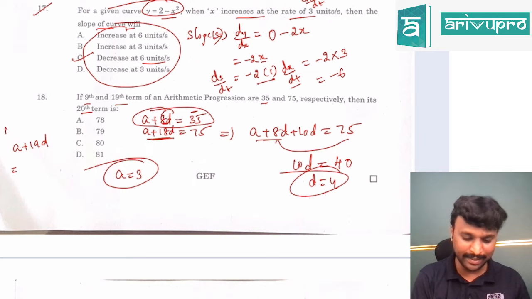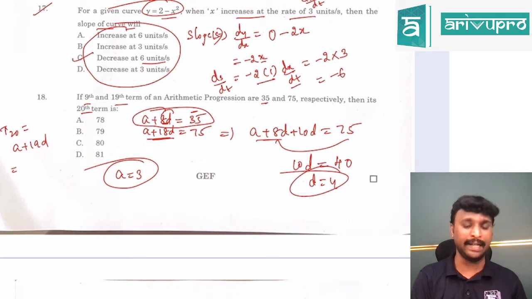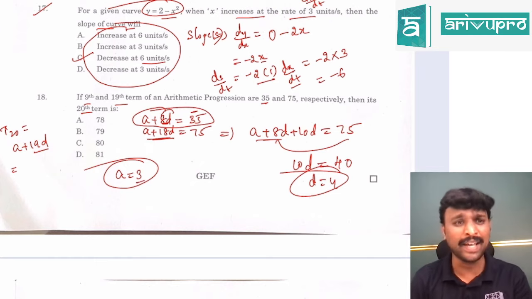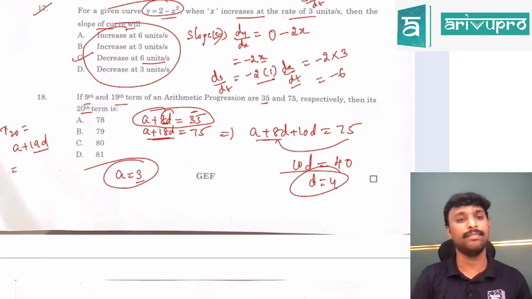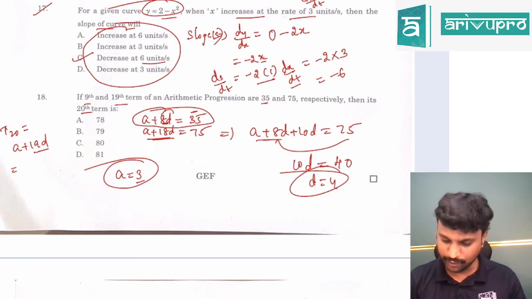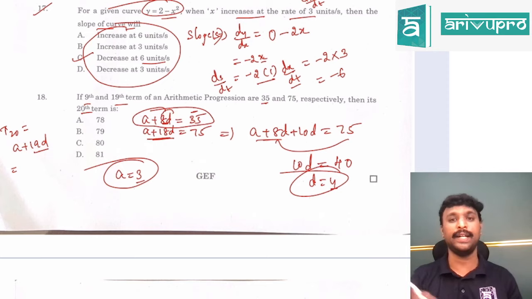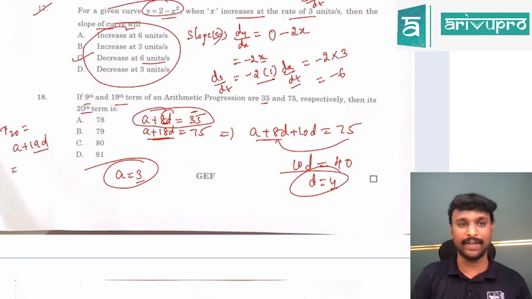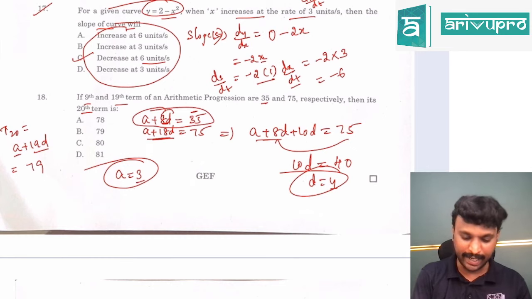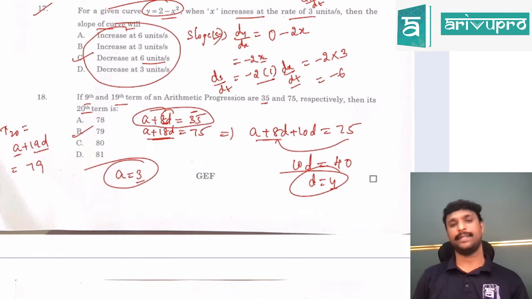So therefore the 20th term T20 is a plus 19d. First of all, do 19 into d. D is equal to 4, I'm sorry. 19 4s are 76. 76 plus a, which is 3, gives 79. Option B is the right answer.